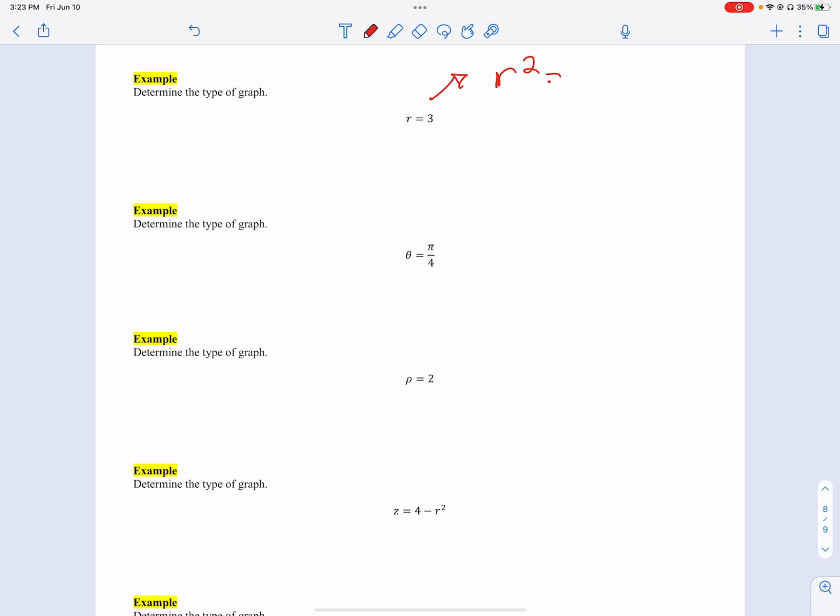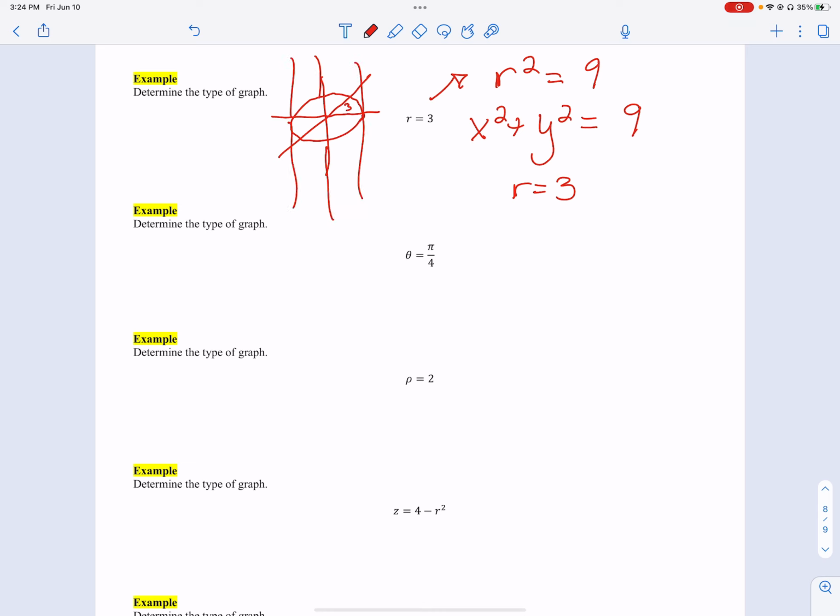Well, if I square both sides, I get r squared equals 9. I know r squared, by the formulas, is the same thing as x squared plus y squared, and that's a circle with a radius of 3 centered at 0. So this is a cylinder, right? If I have my plane, I have some circle here with a radius of 3 going up in each direction and down in each direction.